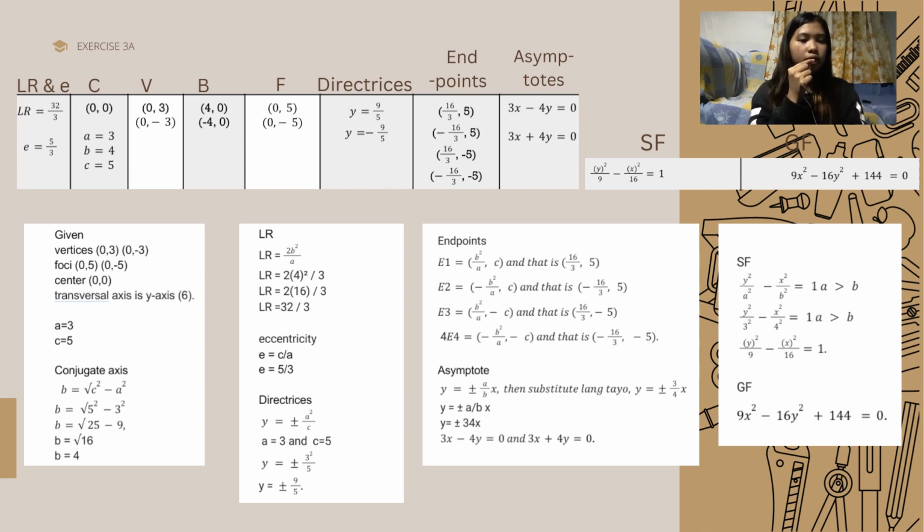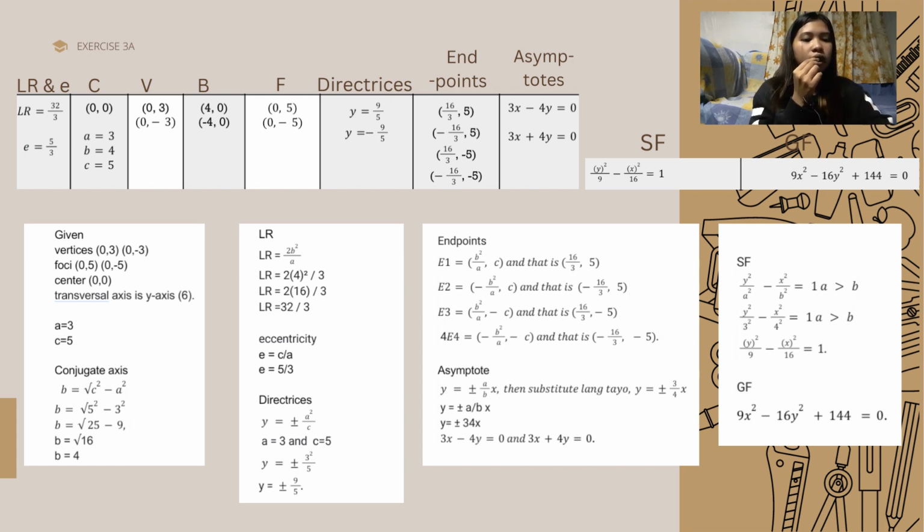So, let us proceed in answering our number 2. So, given the vertices and the foci, the transversal axis is y-axis. And yung length ng transversal axis natin is 6 kasi nga we twice the vertices. Okay, so since given nga ulit yung vertices and yung foci natin, we're going to find the LR, eccentricity, center, directrices, endpoints, asymptotes, SF, and lastly is yung GF.